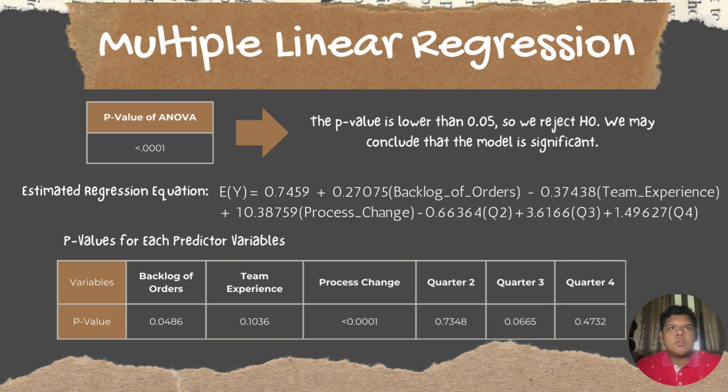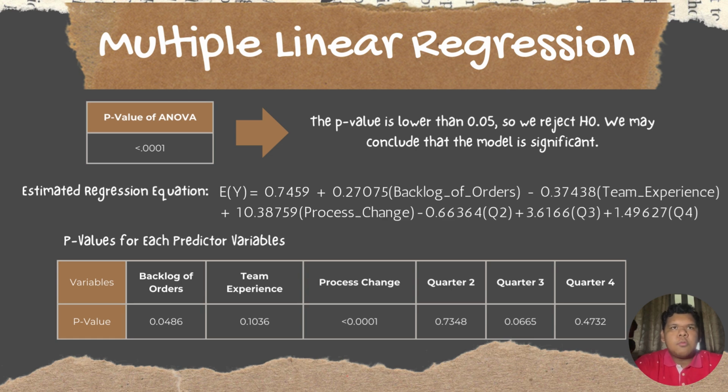For the estimated regression equation, we got y hat equal to 0.7459 plus 0.27075 backlog of orders minus 0.37438 team experience plus 10.38759 process change minus 0.66364 Q2 plus 3.6166 Q3 plus 1.496627 Q4.